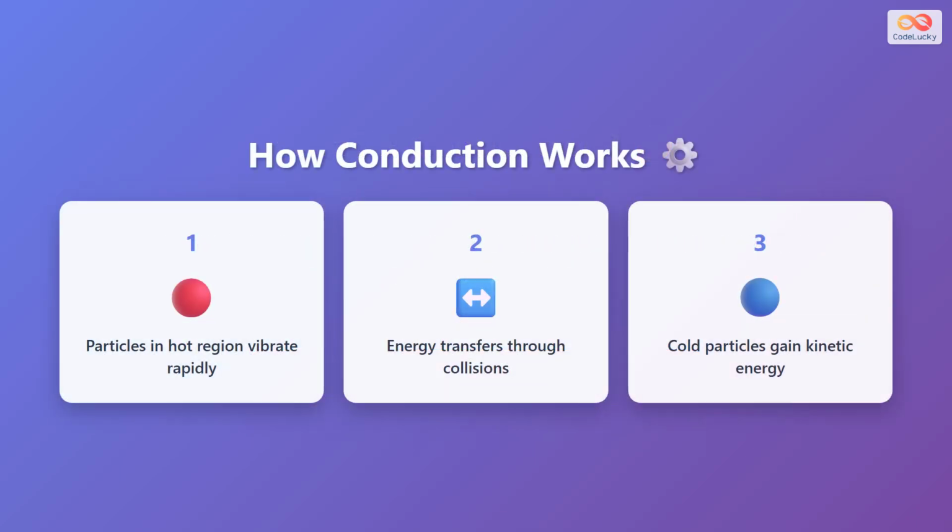Let's break down the conduction process into three simple steps. First, particles in the hot region vibrate rapidly due to their high thermal energy. Second, these energetic particles collide with their neighboring particles, transferring kinetic energy through these collisions. Third, the cold particles that receive this energy begin to vibrate faster, gaining kinetic energy themselves. This process continues from particle to particle, allowing heat to travel through the material without the particles themselves moving from their positions. It's like a line of dominoes falling, where energy is passed along, but each domino stays in its general location.